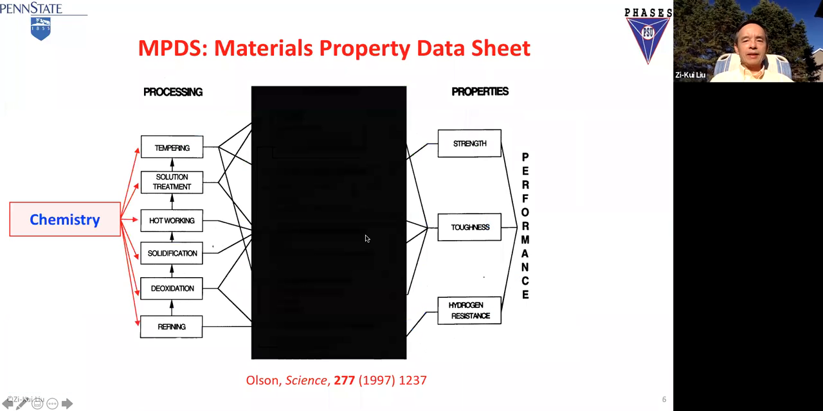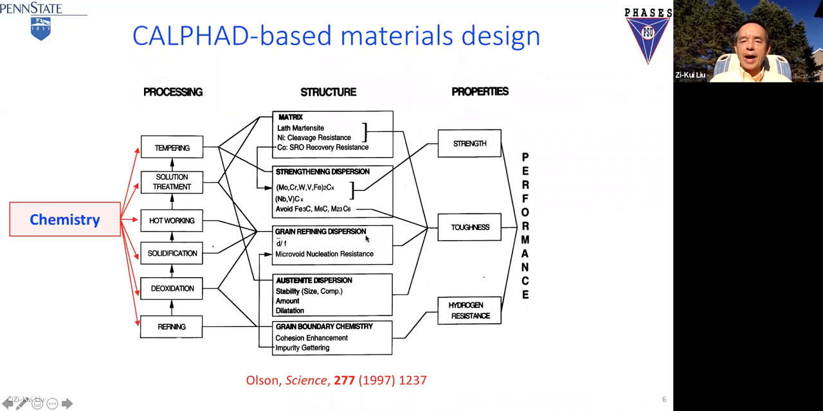So let's look at a typical case for a material, right? When you have a material, you will get a materials property data sheet. This data sheet gives you chemistry, gives you the processing parameters, how it's processed, to give you the properties. So what is missing in today's MPDS is what connects the process to properties. This 1997 paper by Greg Olson highlighted this importance. His practice is that you need to put structure in the middle.